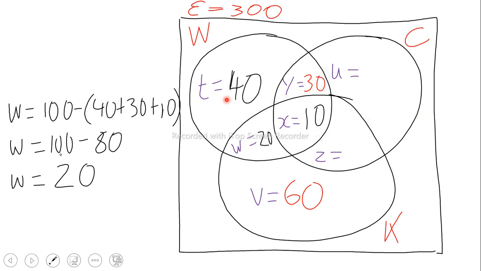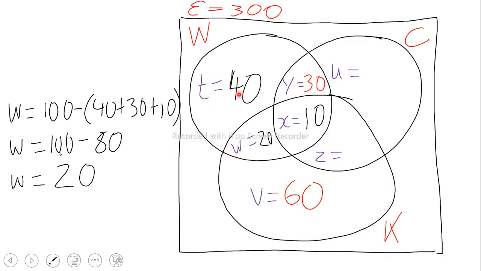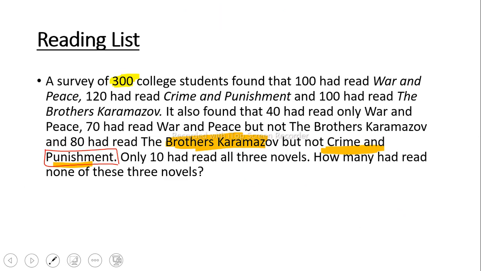Now, what else do we have? We only have these three: 40, 20, and V. Out of those three, which one read the brothers? Clearly 40 didn't read the brothers, because these ones only read one piece. So the only things left are W and V. W did read the brothers because it's a part of K, the Brothers Karamazov, and V did too. So W and V must add up to 80.